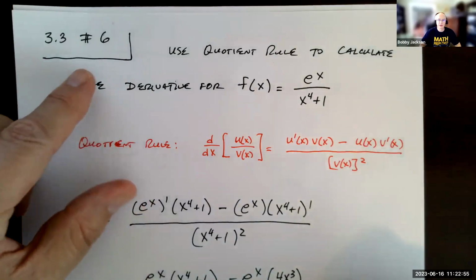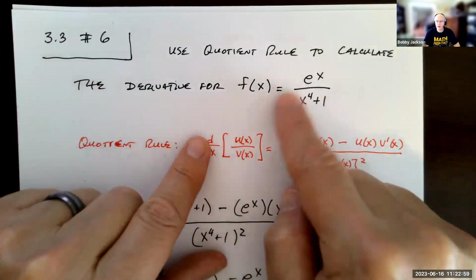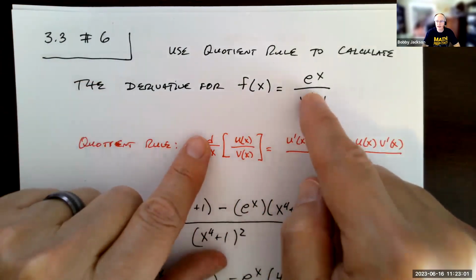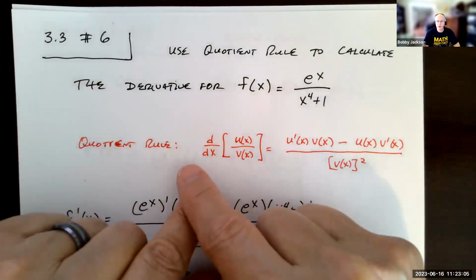Look at number 6 in section 3.3. We're using the quotient rule to calculate the derivative for this function. F of x is e to the x divided by x to the fourth plus 1. Just a reminder of the quotient rule.